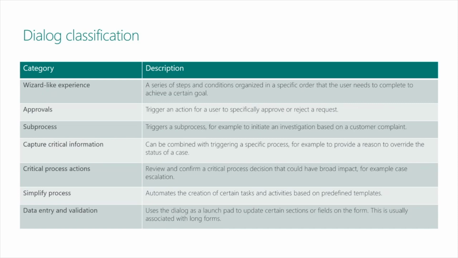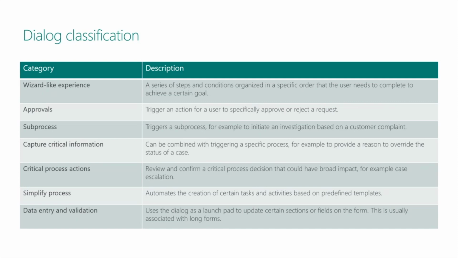So this really is, I would say, 80% of what we see when we're looking at active dialogue usage. The second one that is really popular is also approvals. So again, triggering an action for a user to specifically approve or reject a request, and that inherently takes this approval and starts a sub process to get these records approved.